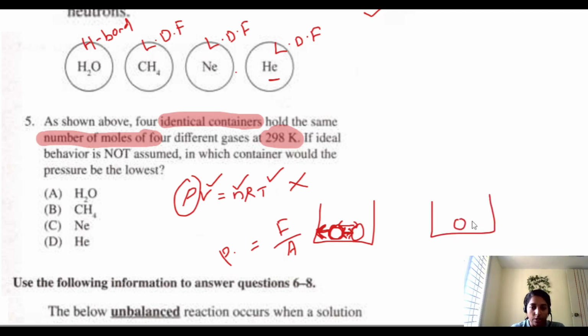If the molecular attraction is higher, it's just like a pulling effect. This molecule is pulled by this molecule, correct? So the force acting on the walls of the container will be lower, so the pressure will be lower. My point is, the higher the IMF, the lower the pressure. So H2O, having higher IMF, will have the lower vapor pressure. Got it? That's it.